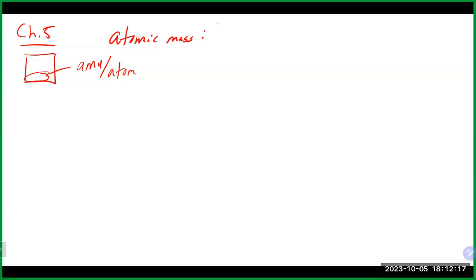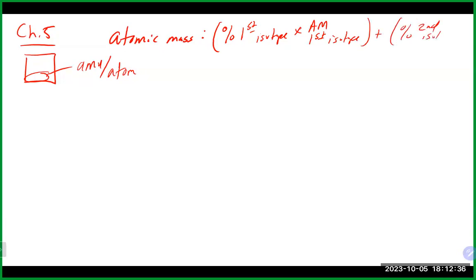elements. And we could calculate the atomic mass by taking the percent abundance of the first isotope times the atomic mass of that first isotope. We then would add it to the percentage of the second isotope times its atomic mass of the second isotope. And then obviously if we had more, we would just continue that pattern.